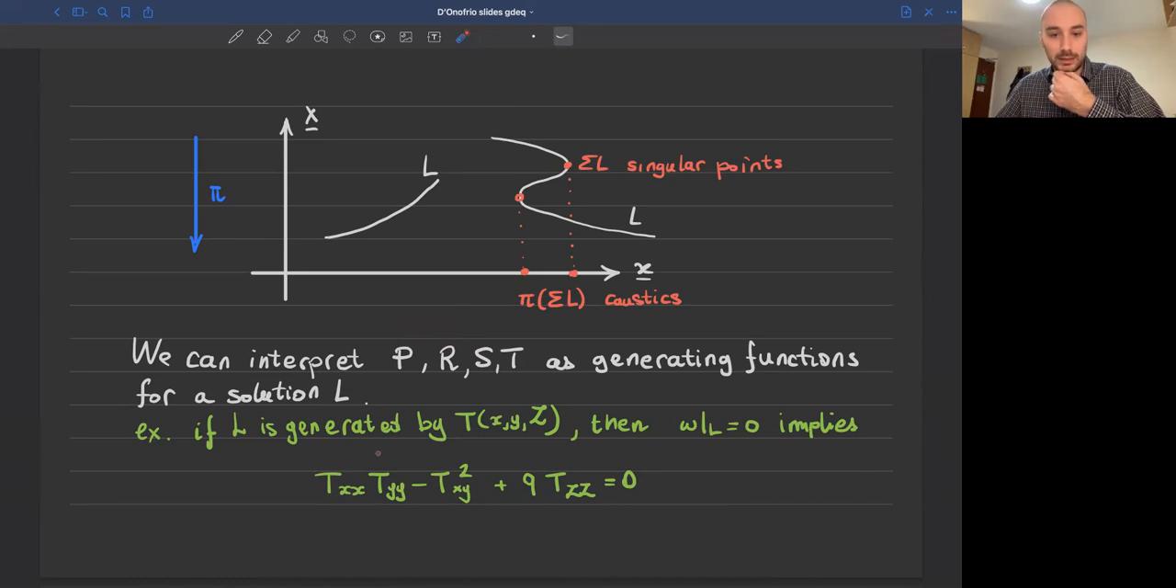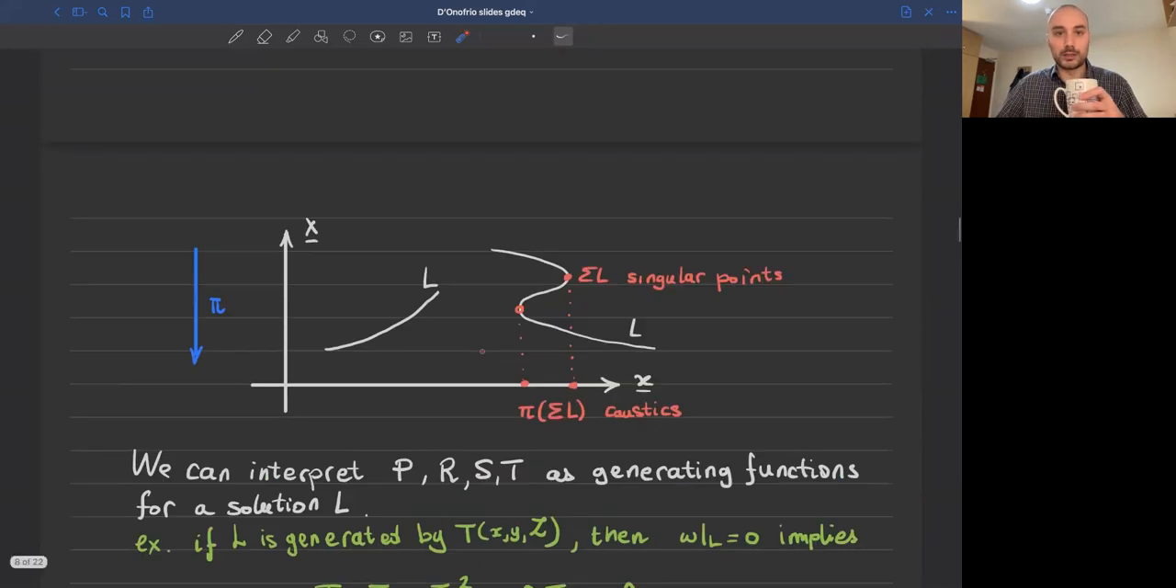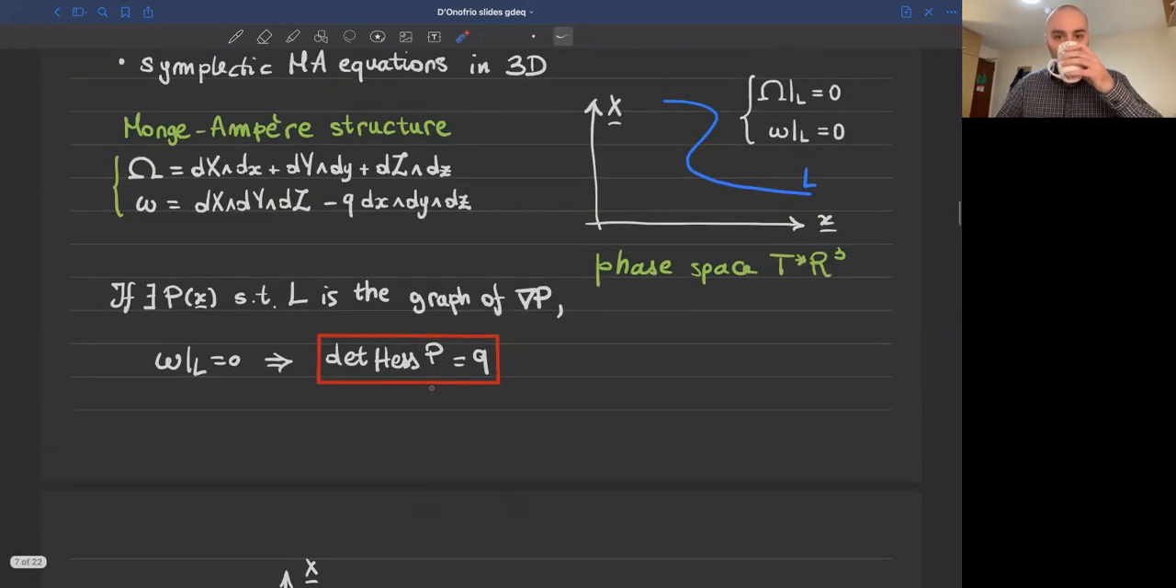In which sense? Two Monge-Ampère equations are equivalent if their generalized solution sets coincide, right? This turns out to be exactly what we are doing. We're looking at a Monge-Ampère equation equivalent to the one I showed you before.